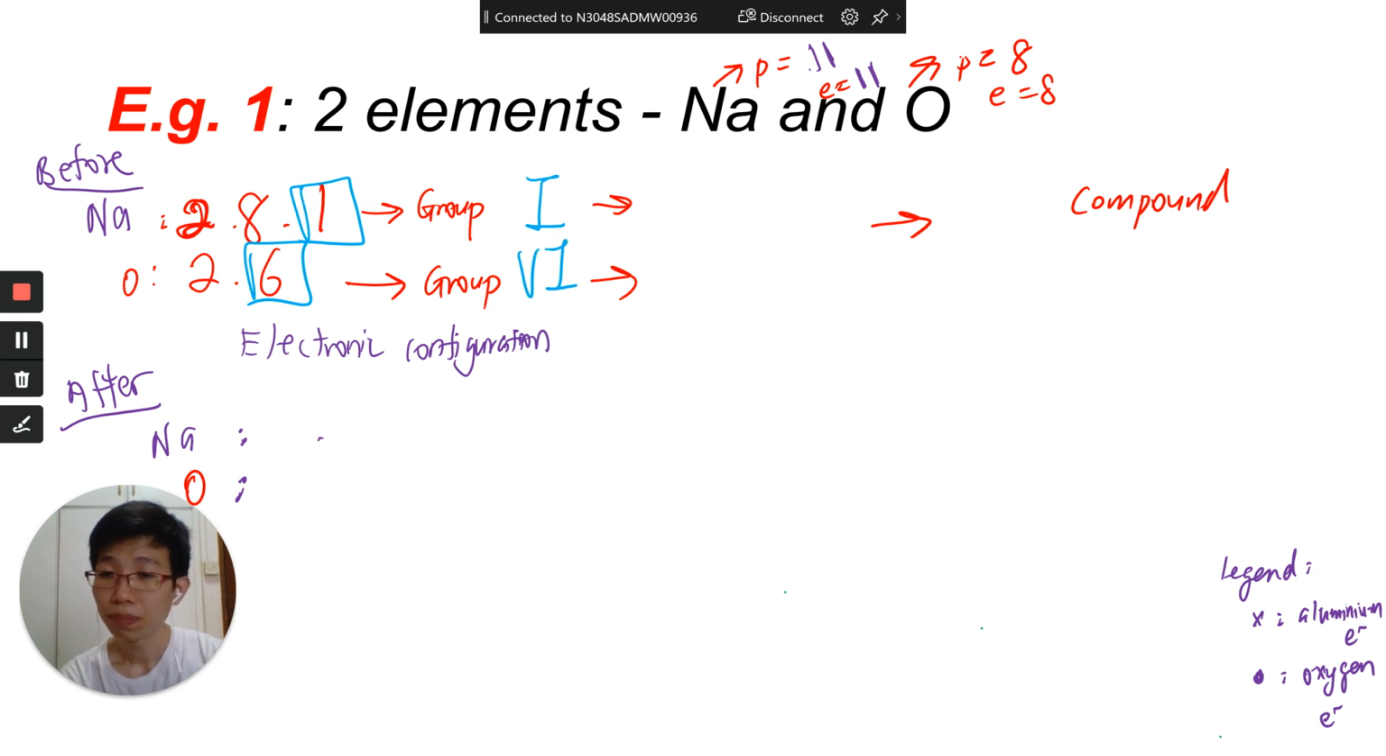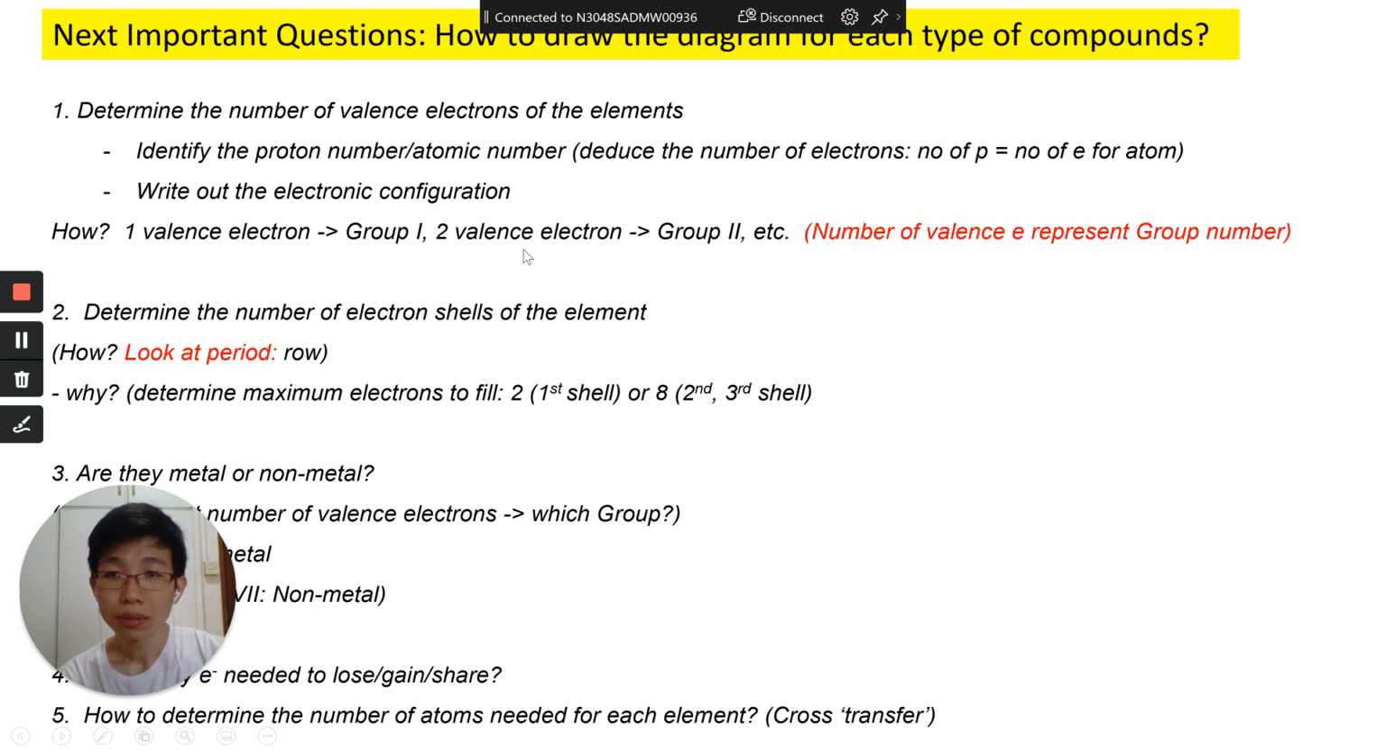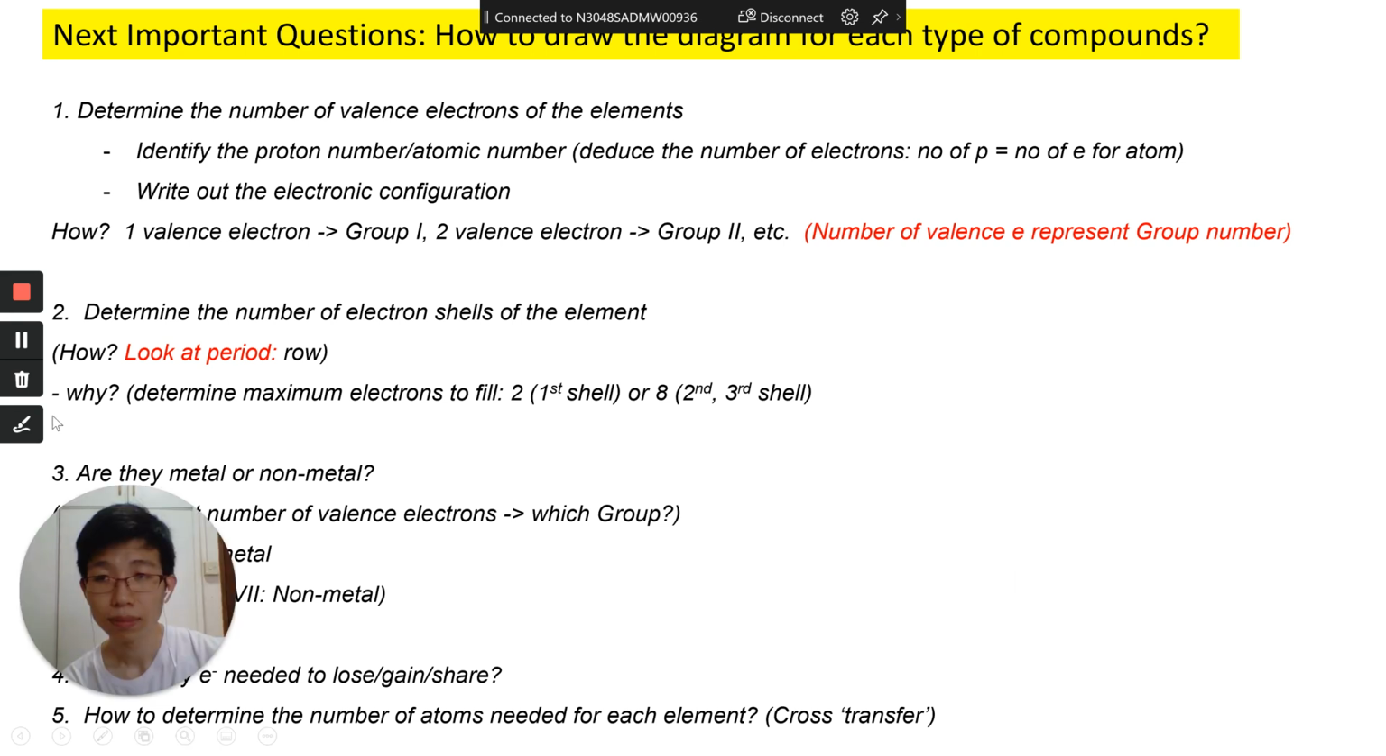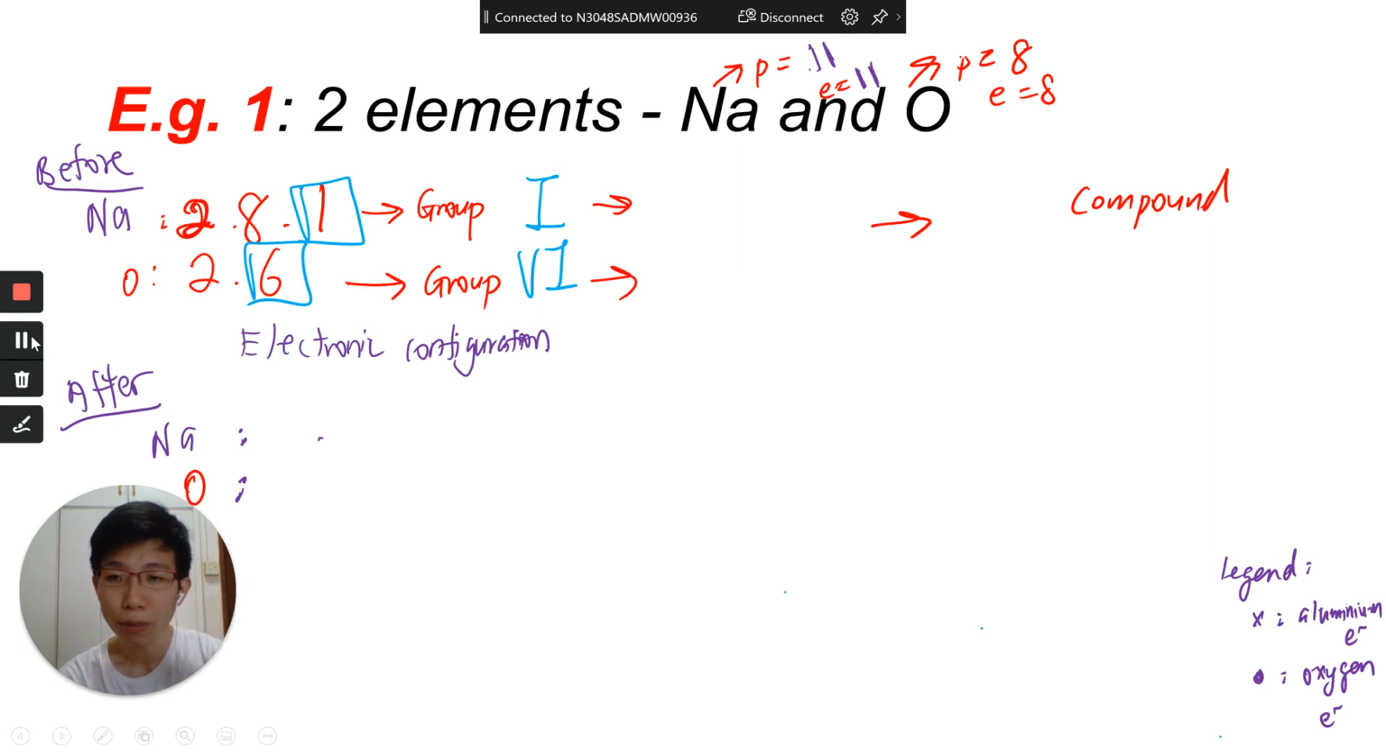By looking at the group number, we can know whether they are metal or non-metal. For metal, what group do they belong to? And for non-metal, what group do they belong to? Metals belong to groups 1, 2, and 3, while non-metals are groups 4, 5, 6, 7. So sodium is a metal, while oxygen is a non-metal. When the compound involves a metal and a non-metal, this means it is an ionic compound.